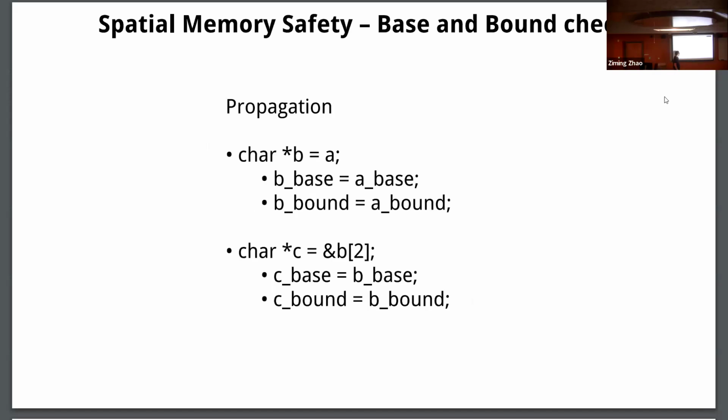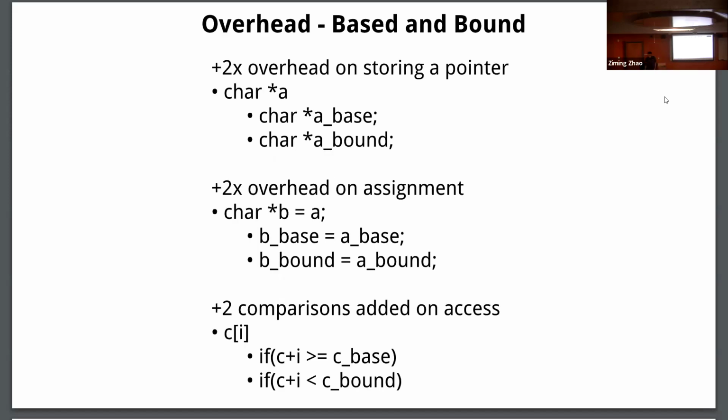If there is another pointer B and A is assigned to B, then obviously B should have the same base and bound. For more complicated cases like this, we have B and we're accessing one element of B and assigning that element's address to C. In this case, C still should have the same bound. But to implement this propagation, obviously there are some very complicated rules.